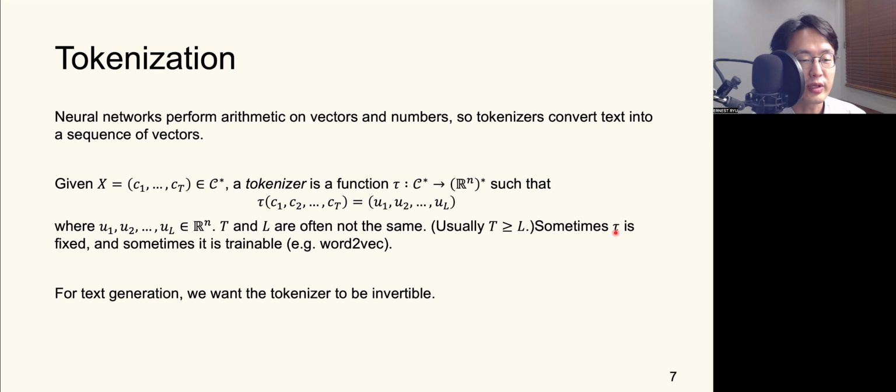Sometimes the tokenizer, which we denote as tau, is fixed. Sometimes it is trainable. For example, the word2vec tokenizer is an example of a trainable tokenizer. And for text generation, we will want the tokenizer to be invertible. I'll come back to this point when we talk about text generation.